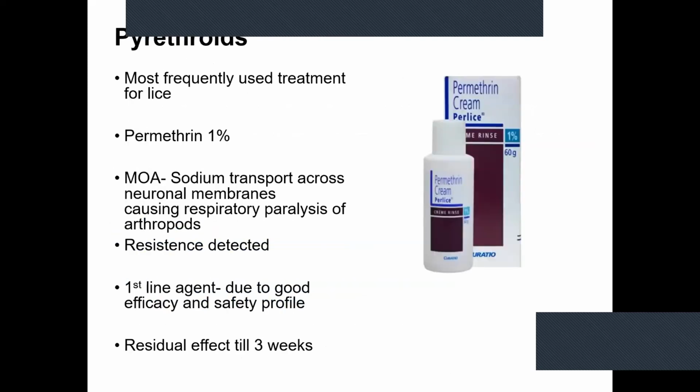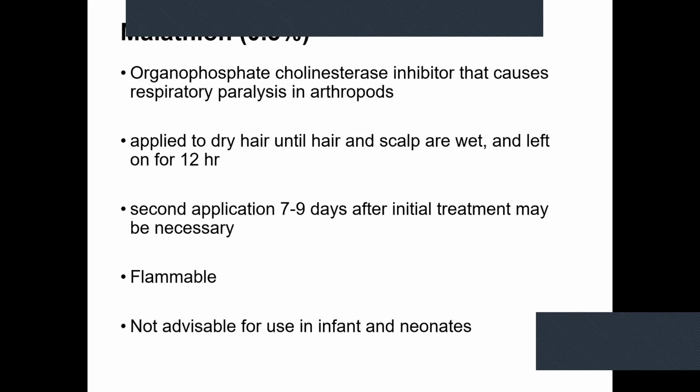1% permethrin has the mechanism of action of blocking sodium transport across the neural membranes, causing respiratory paralysis of the arthropods. But recently resistance has been detected. It is still first line due to its good efficacy and safety profile, and the residual effect is there till 3 weeks. Malathion 0.3% is used.